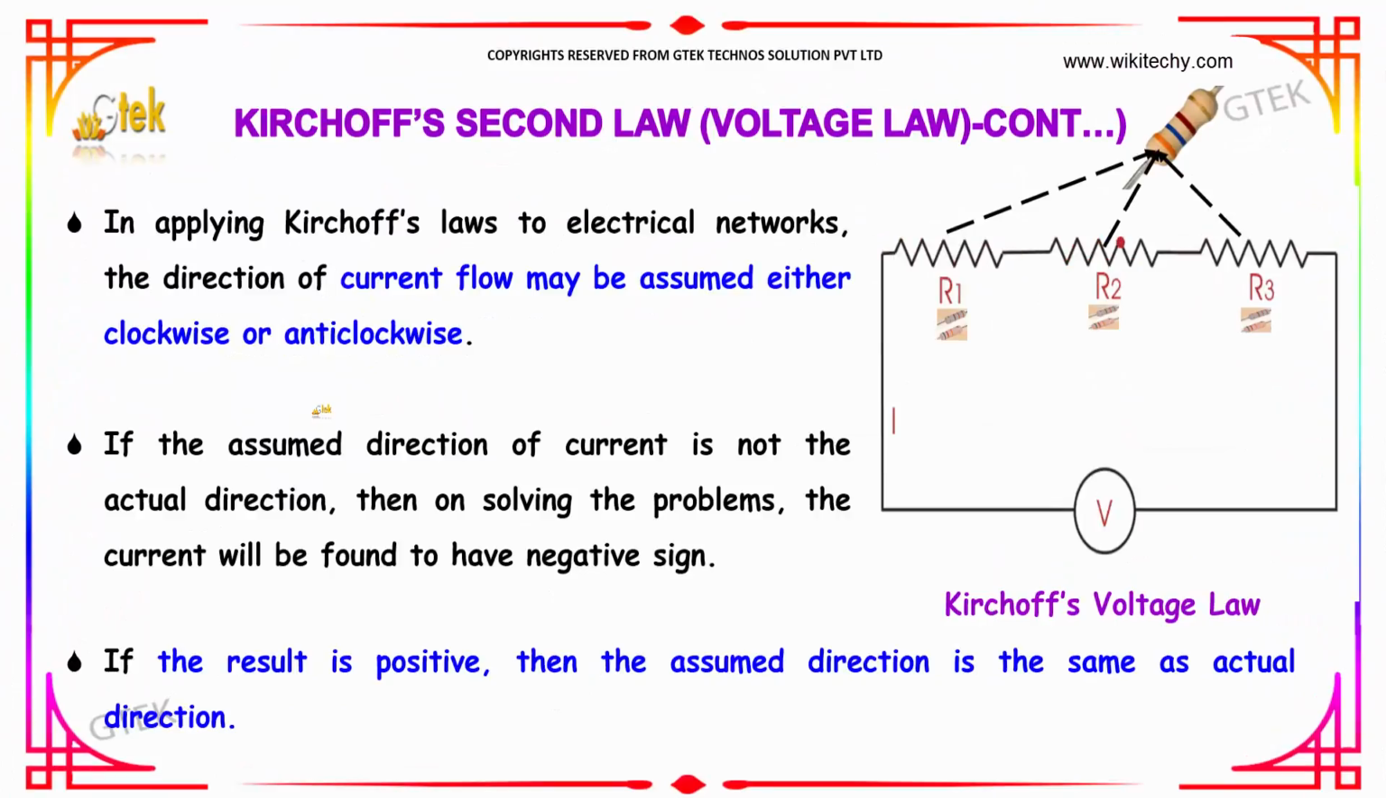In applying Kirchhoff's law to electrical networks, the direction of current flow may be assumed either clockwise or anti-clockwise. If the assumed direction of the current is not the actual direction, then on solving the problem, the current will be found to have a negative sign. If the result is positive, the assumed direction is the same as the actual direction. Good.